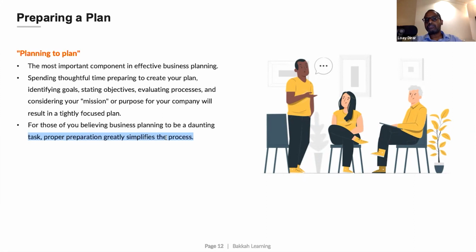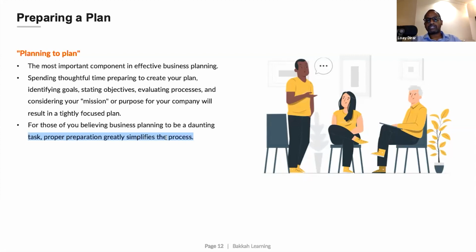This means that the more you spend time in preparing and developing a more solid business plan, this is going to help you and save you a lot of money, a lot of time, a lot of effort. So it's better to sweat. Go out, collect the information. You know what's the most important component of a business plan? It's getting the right and accurate information.